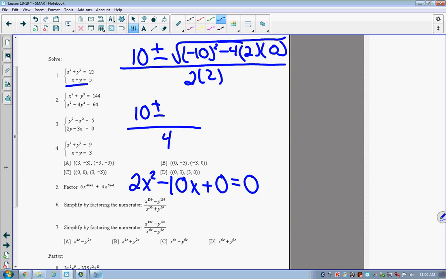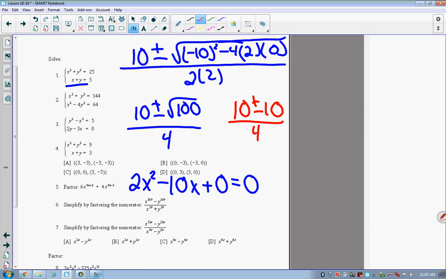All of that, the negative 4 times 2 times 0 cancels out. And I wind up with negative 10 squared, which is 100. So I got the square root of 100, but that square root reduces to 10. So we can rewrite that as 10 plus or minus 10 over 4.